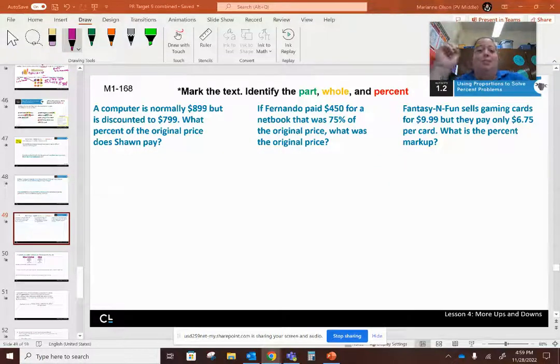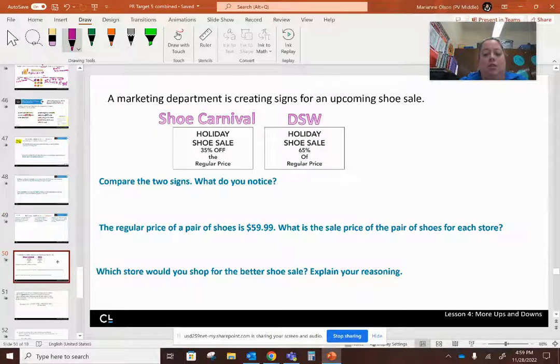So you got through markups and markdowns, but you still have a few more problems to do. So what I want you to do is answer these 3 on your own, and of course, answer these questions. Now, read through them. You're going to compare 2 sales, Shoe Carnival versus DSW, Designer Shoe Warehouse. Okay? Answer the questions. Compare the 2 signs. What do you notice? Now actually solve them.